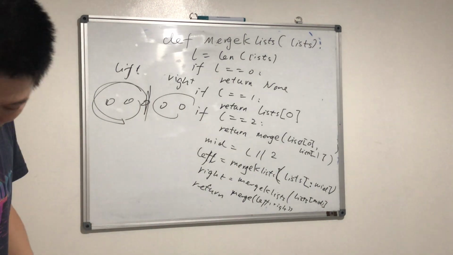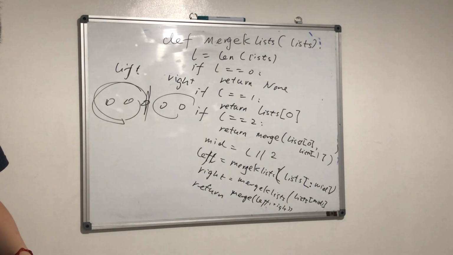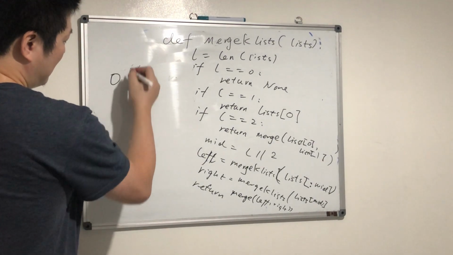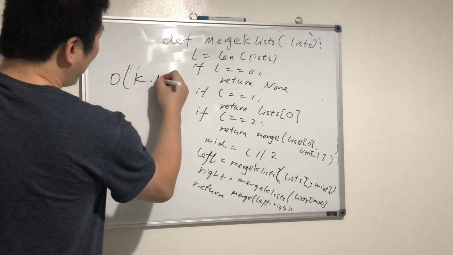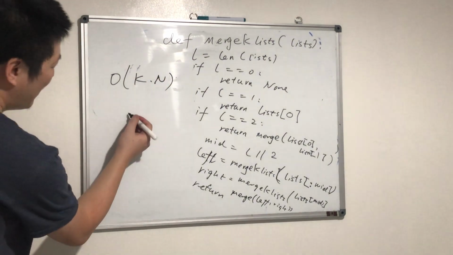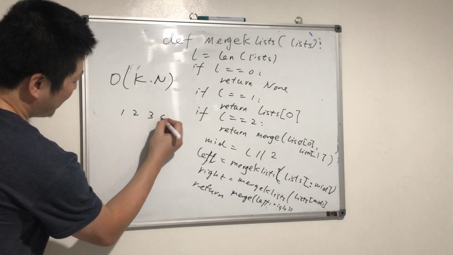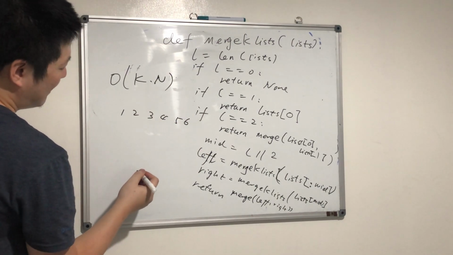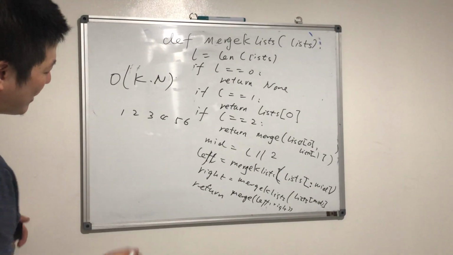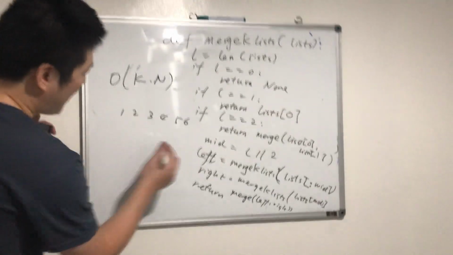The complexity. OKN. It's still OKN. Why is it still OKN? Because it also needs K times. Look, if I have 1, 2, 3, 4, 5, 6, maybe 7, 8, let's say I want to merge. How many times do I need to merge?